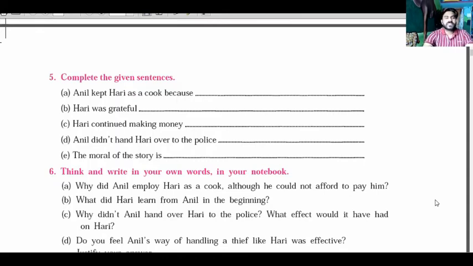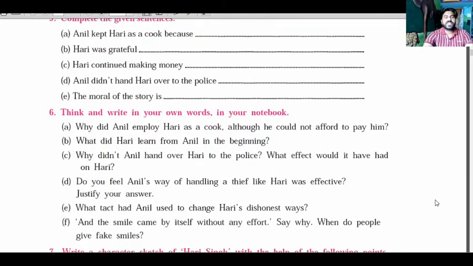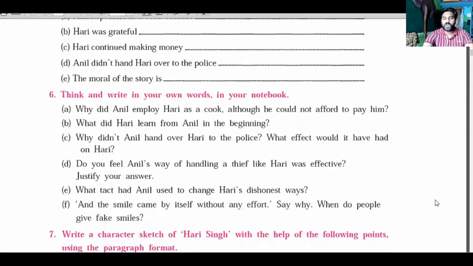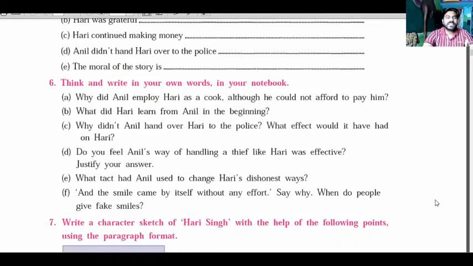And the next activity, the sixth activity, is think and write in your own words in your notebook. So this activity is for you and you solve it. If I solve it, then it is by my mind. So you solve it: think and write in your own words. In your own words means not in Hindi or in Marathi. In your own words means in the language you know and in your own structure. In that structure you write the answer.